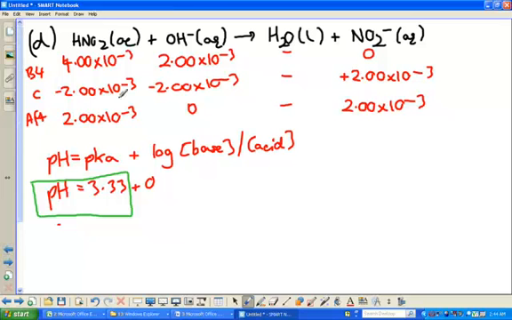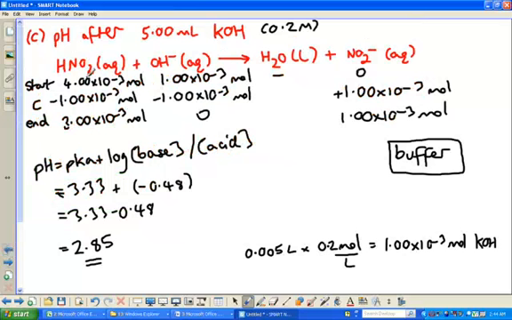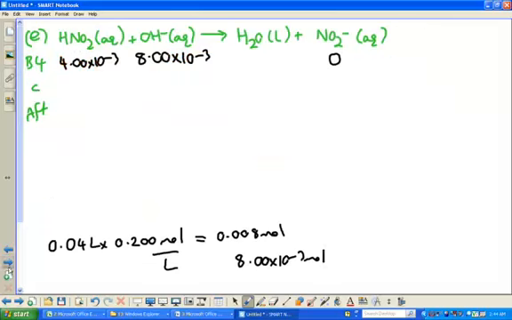Notice when we did part D, the number of moles of acid was higher than the number of moles of base. In part C, the number of moles of acid was higher than the number of moles of base. So there was still acid left and the pH was below 7. In this case, we have gone past the point where we've used up all our acid. So the base becomes the one in excess.